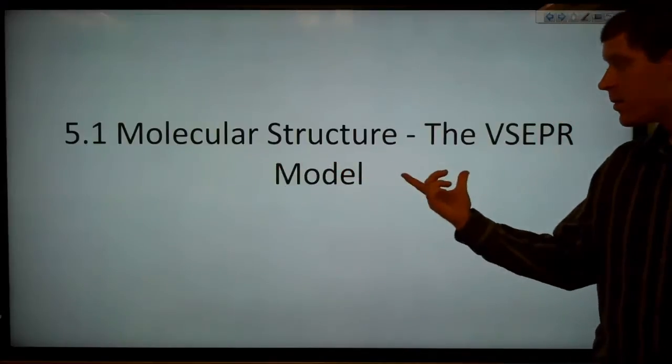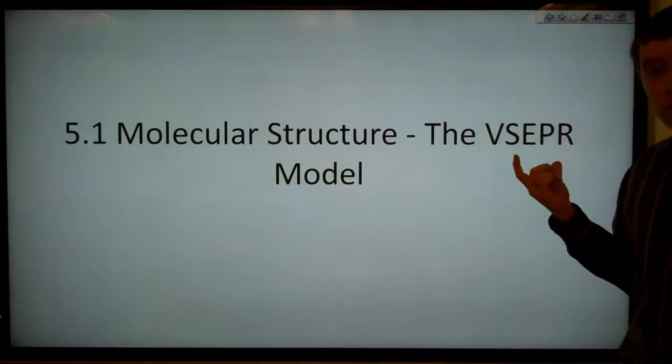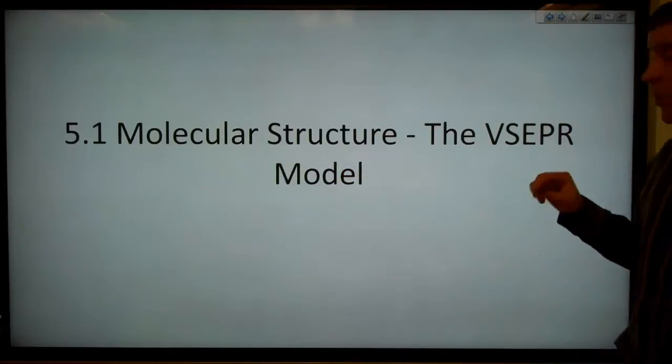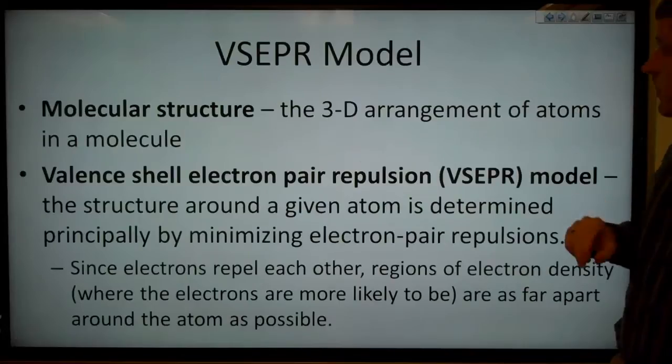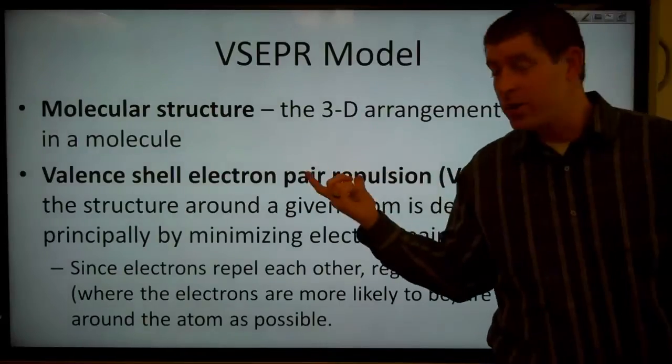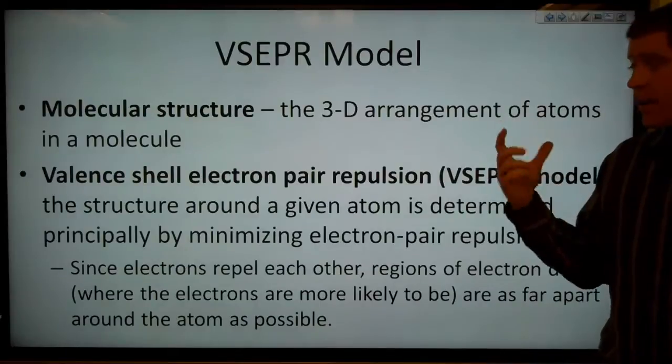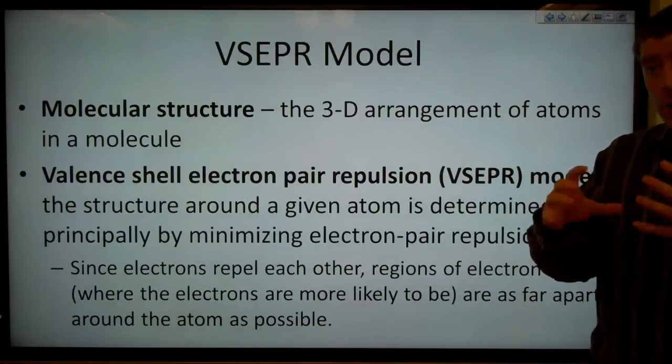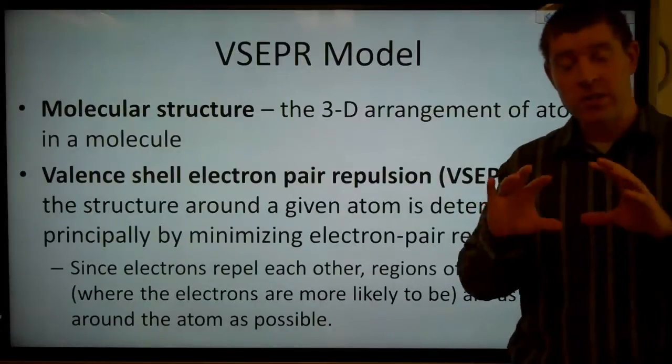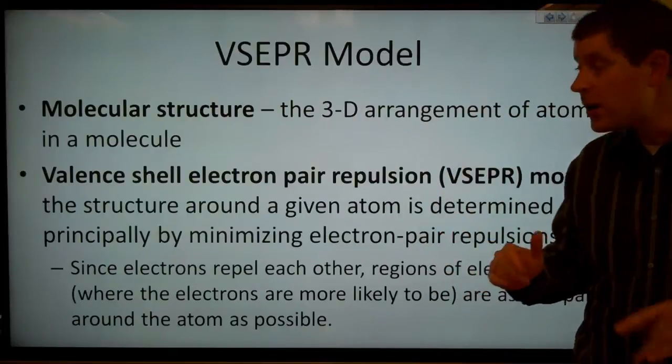Welcome to molecular structure, the VSEPR model. Now VSEPR stands for valence shell electron pair repulsion. So molecular structure is the three-dimensional arrangement of atoms in a molecule. So how exactly they're arranged in 3 dimensions, not just the structural formula of the molecule.